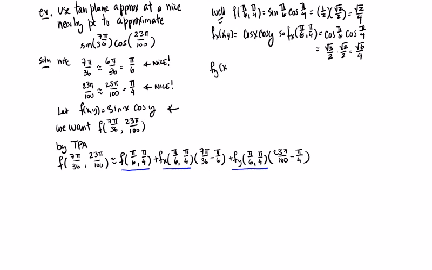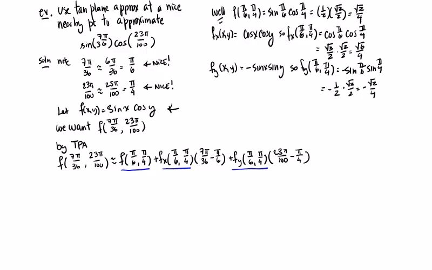Then f sub y, that will be the derivative with respect to y, so the derivative of cosine is negative sine, so I get negative sine x sine y. So f sub y of pi over 6, pi over 4 is negative sine pi over 6, sine pi over 4, which is negative. Sine of pi over 6 is 1/2 again. Sine of pi over 4 is again root 2 over 2. This is negative root 2 over 4.